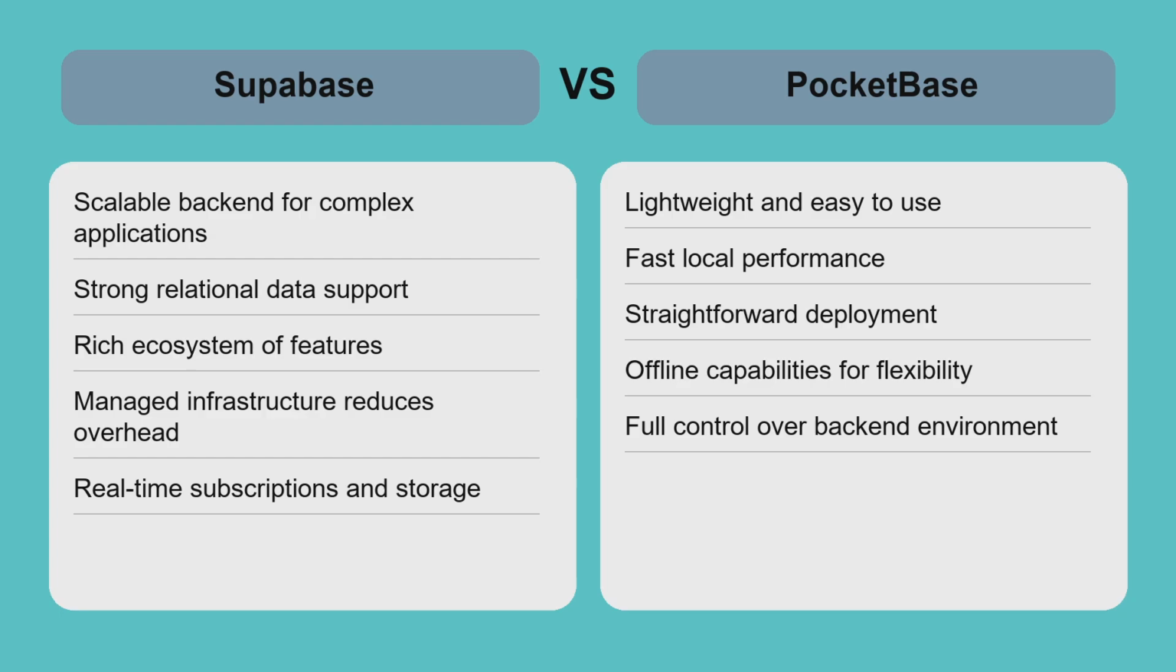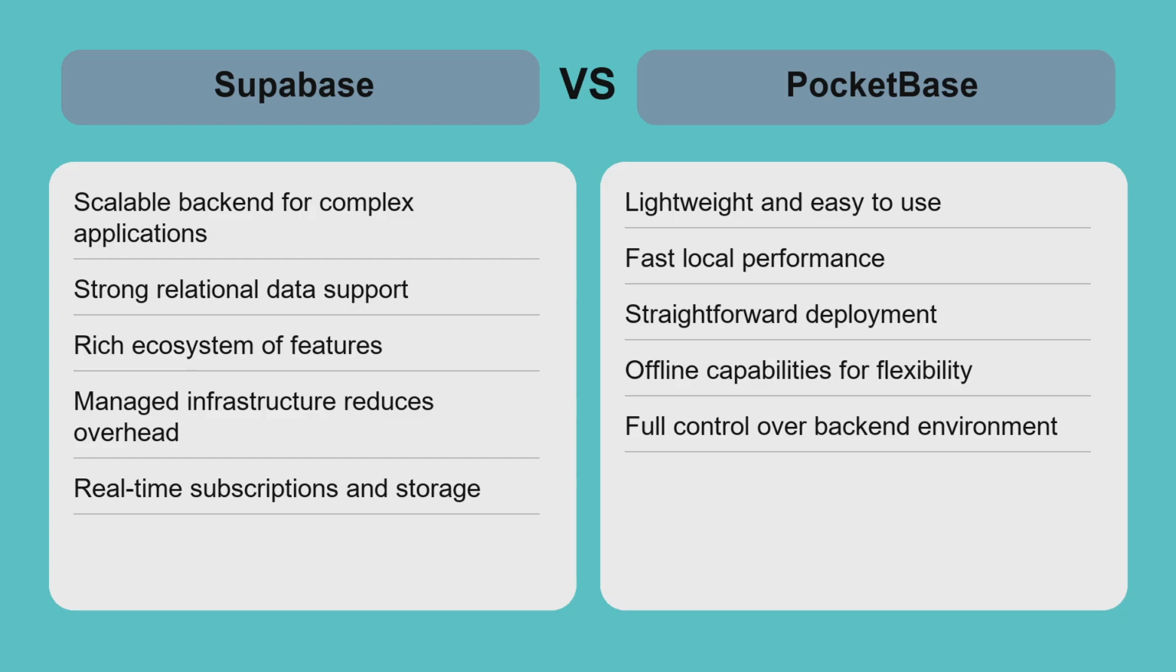Supabase excels in projects requiring scalable, relational databases with advanced security and managed hosting, making it perfect for production apps with complex data needs. PocketBase shines in simplicity and speed, ideal for local development, quick prototypes, or apps where self-hosting and offline use matter. Supabase's managed approach reduces operational overhead but depends on cloud availability, while PocketBase offers full control with minimal infrastructure but less scalability.